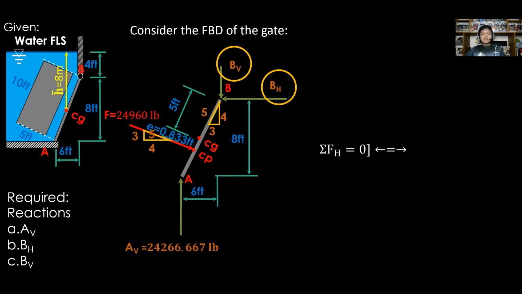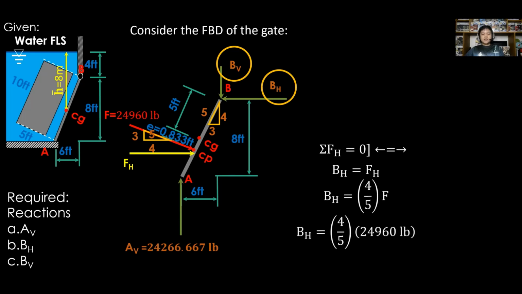Next, let us apply sum of forces along the horizontal equal to 0. The force to the left is equal to the force to the right. The force to the left is the unknown B sub H. And to the right is the horizontal component of F, that is F sub H. Using the component ratio that is 4 over 5 for our H, and substituting the value of F, the value of B sub H is 19,968 pounds. Again, this is positive, therefore it is the correct assumed direction, which is due left.